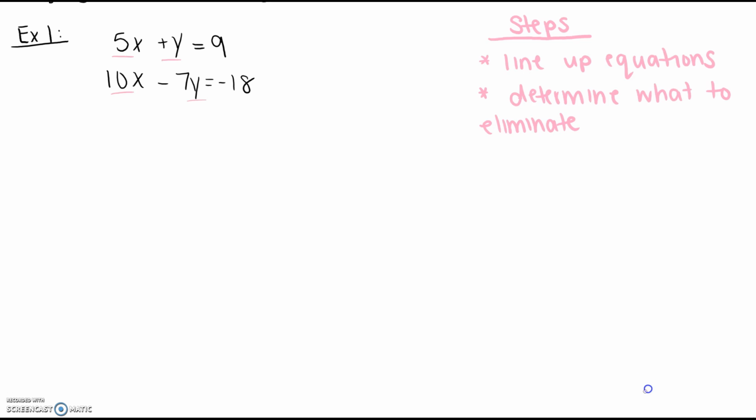So what we're going to do is we are going to multiply one or both of our equations to eliminate a variable.